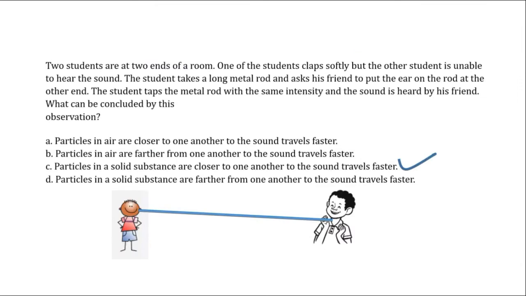And therefore the right answer has to be option C, because just read in option C, it is written particles in solid substance are closer to one another so the sound travels faster, right? It is because in the solid we have seen just now that particles are very close, vibrations are easy to be transferred from one particle to another particle. That's why whatever sound is trapped here will move very fast into his ears.